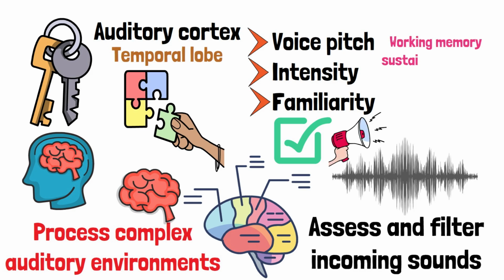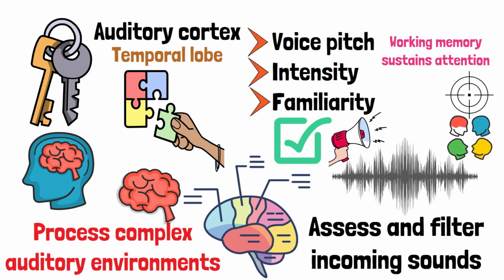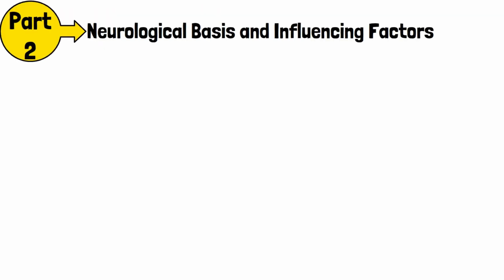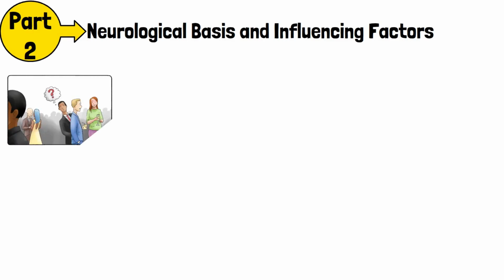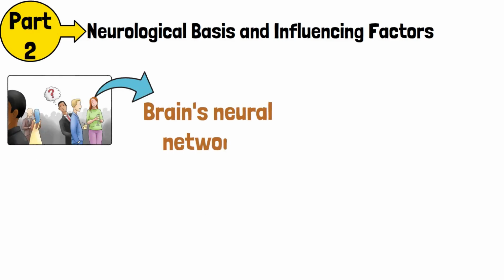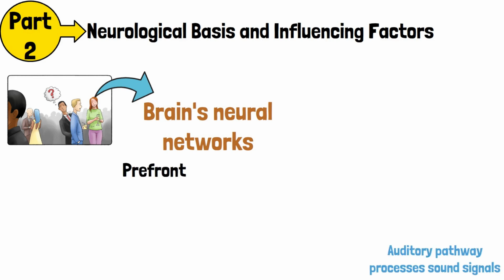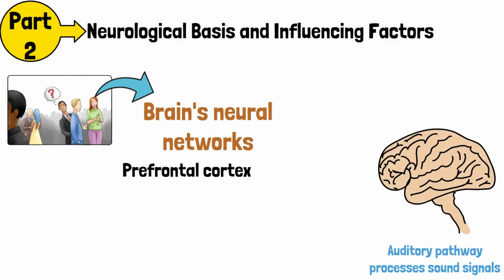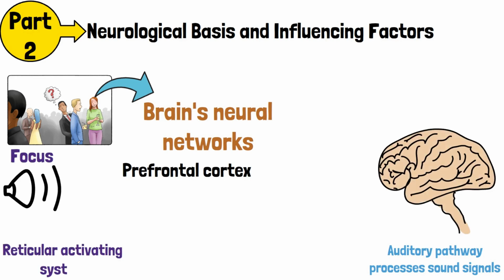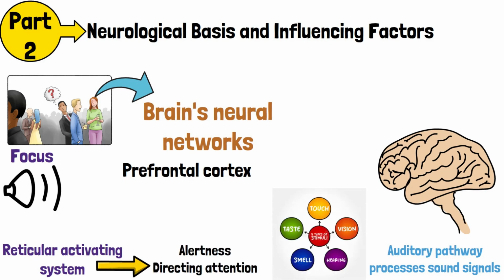Additionally, the working memory helps sustain attention on the target stimulus, allowing us to follow a conversation even when competing sounds persist. Part 2. Neurological basis and influencing factors. The cocktail party effect relies heavily on the brain's neural networks. The auditory pathway processes sound signals, while the prefrontal cortex applies cognitive control to focus on the target sound. The reticular activating system contributes by maintaining alertness and directing attention to relevant stimuli.